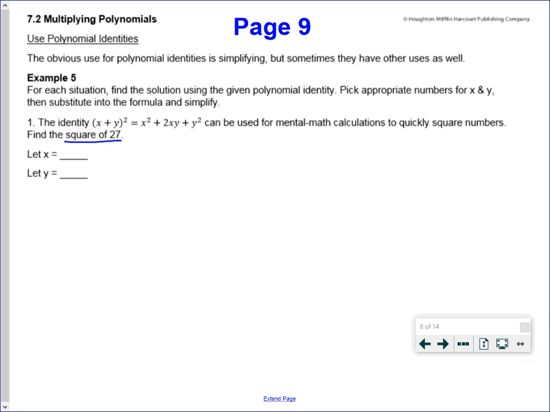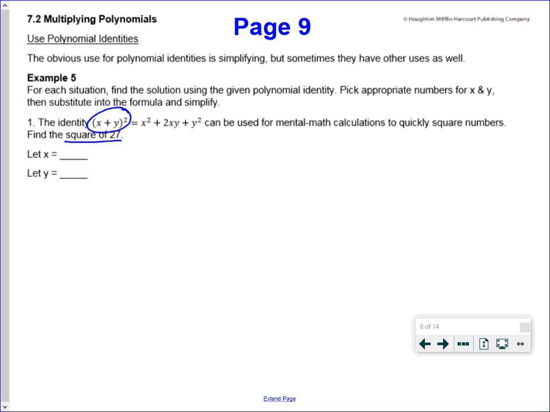Okay? And what we need to do is choose an x and a y term where the left side of this identity gives us 27 squared. Or in other words, we need an x and a y that add up to 27. And at the same time, we're doing this to make our lives easier, so we want to choose an x and a y that if we take the square of those numbers, it's easy to find out, right?